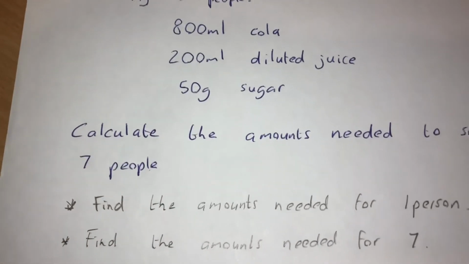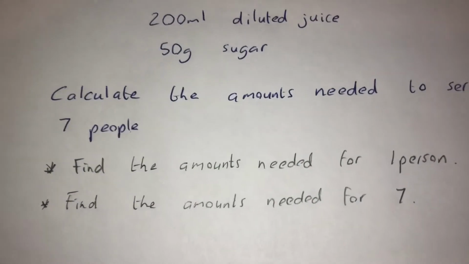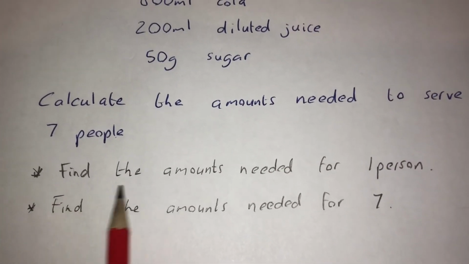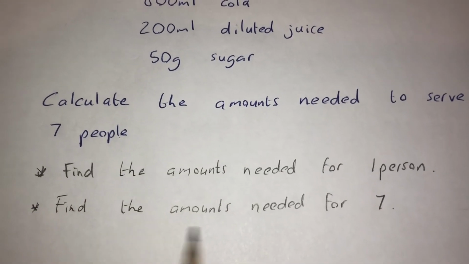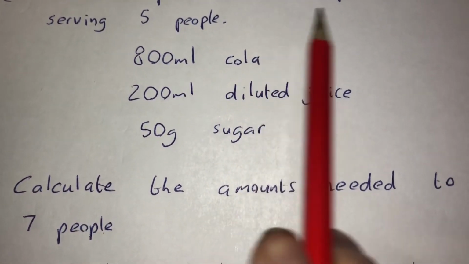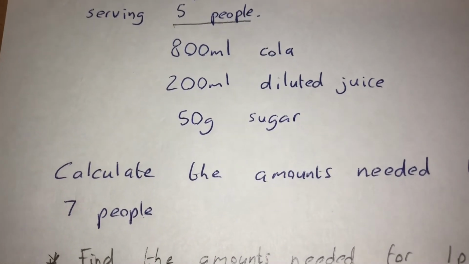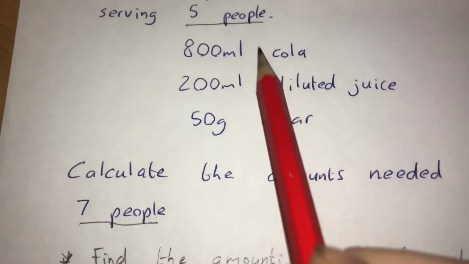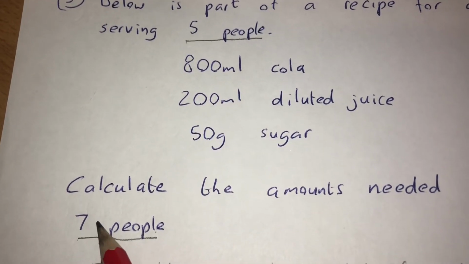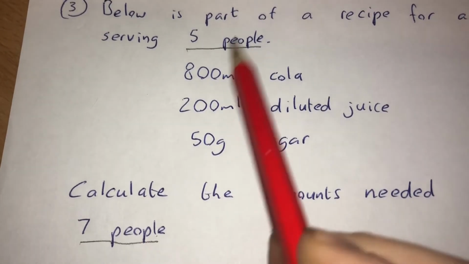Question 3 is very similar to question 2, only it's basically part A and B combined into 1. There are 2 parts to the working out: we'll have to find the amounts needed for 1 person and then find the amounts needed for 7. If we refer to the question, below is part of a recipe for a drink, and this serves 5 people. We need to calculate the amounts to serve 7 people. There's no way by just straightforward multiplying to get from 5 to 7 using integers, because 7 is not a multiple of 5.